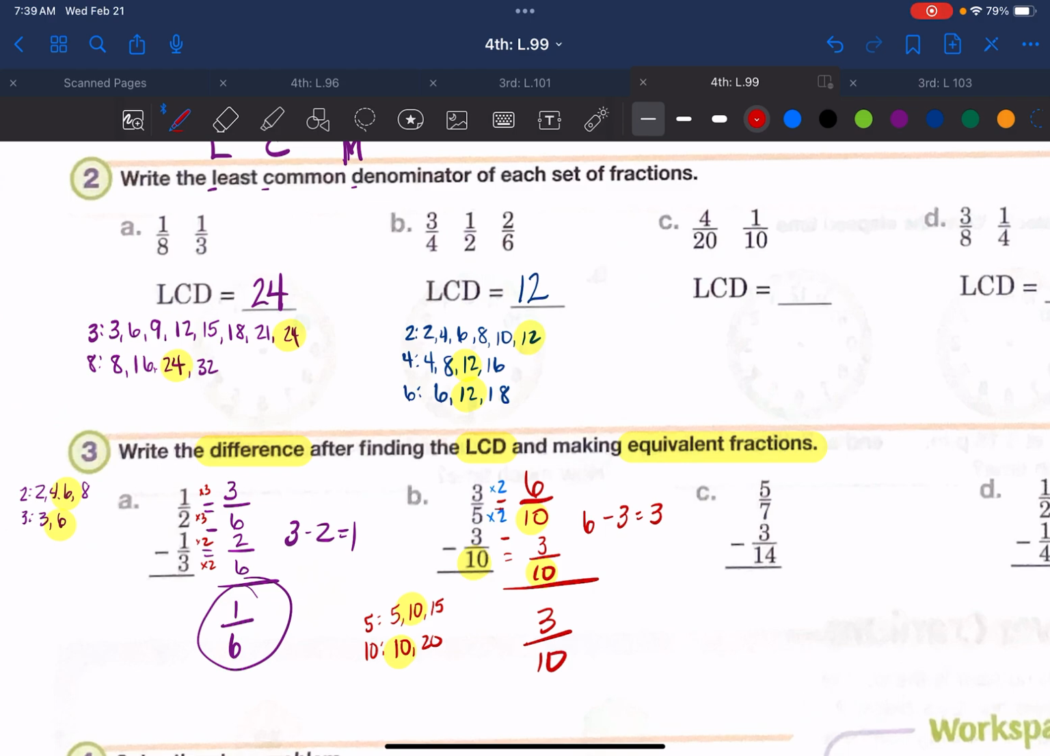And 3 is a prime number, and it can only be made by making 1 and 3. Neither of those divide evenly with 10, so that means 3 tenths is my smallest fraction.